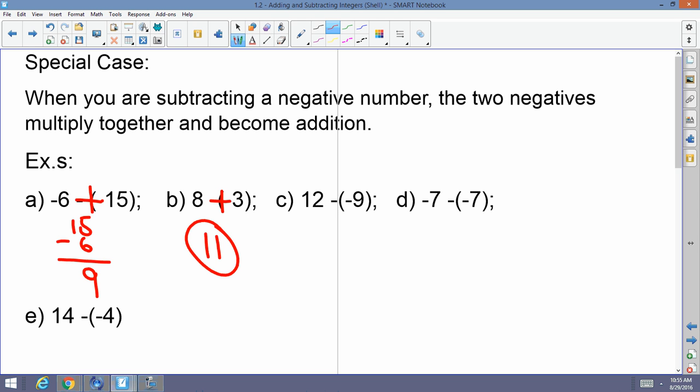I've got 12 minus a negative 9. Okay? We're going to use that method again. We see that negative times a negative is a positive. 12 plus 9 now is 21 because the signs are the same. You add and keep the sign.